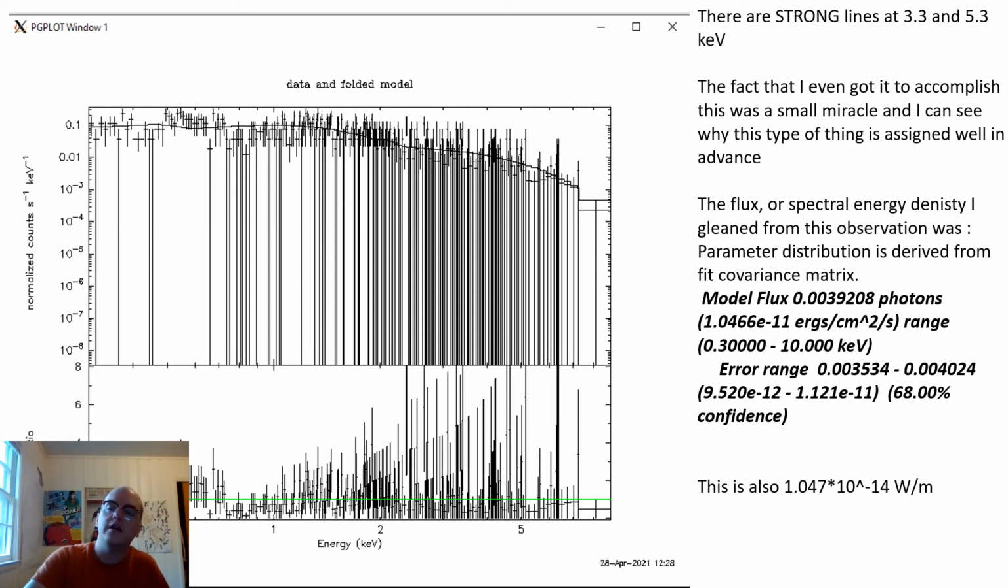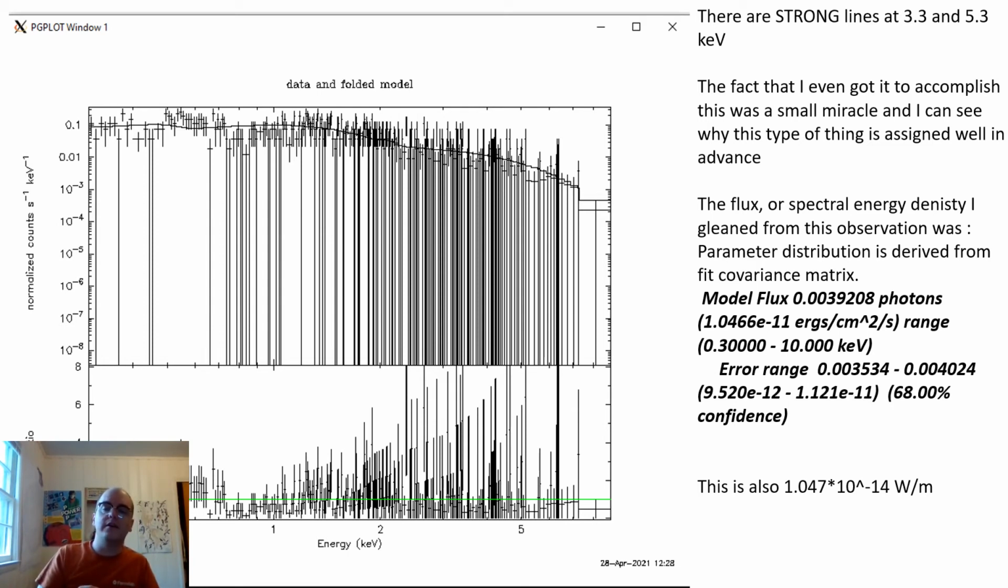And we got an error range within 68% confidence, which, I mean, that's just great. I mean, it's not ideal. Ideal would be somewhere in the 90% confidence range. But, I mean, I'm an amateur. I'm the epitome of an amateur astronomer.